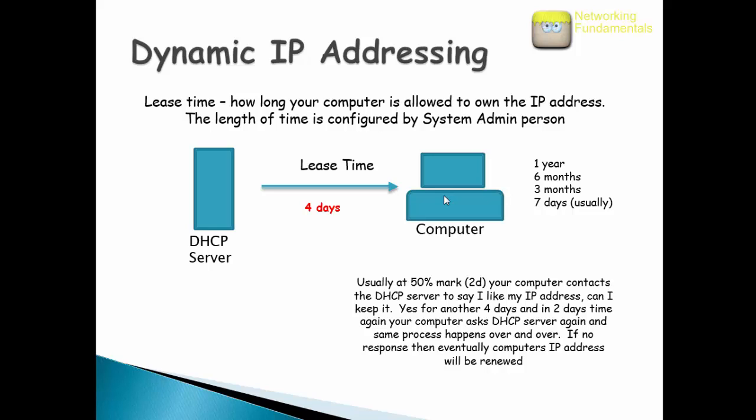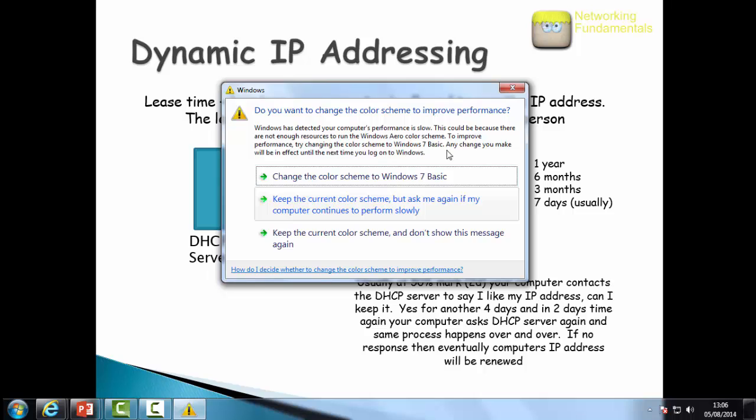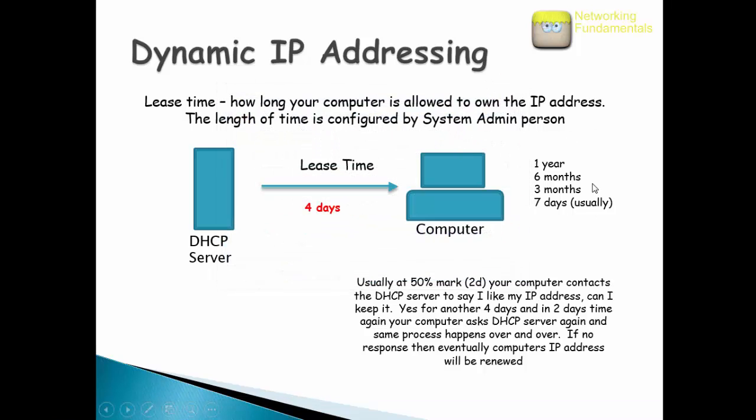So you have a dynamic lease time, and lease time is basically how long your computer is allowed to own the IP address given out. The length of time, again, is configured by the system administrator, whether it's 1 year, 6 months, 3 months, whatever it might be. So this is predefined and configured by the system administrator.